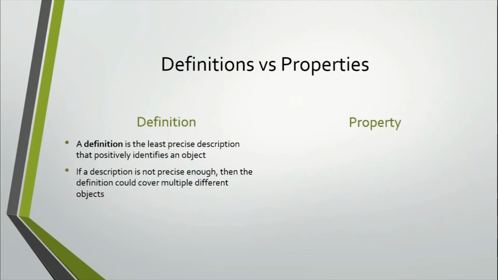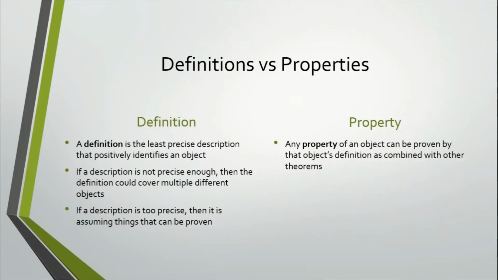If the description is not precise enough, then the definition could mean multiple different objects, and then we don't have a good definition at that point. However, if it's too precise, then we may be assuming things with the definition that we should be proving. So speaking of proving things, that's where we look at properties. A property of an object is something that can be proven by that object's definition, as well as combining that definition with some other theorems. Do not assume properties. Anything that is a property, we should be able to prove.